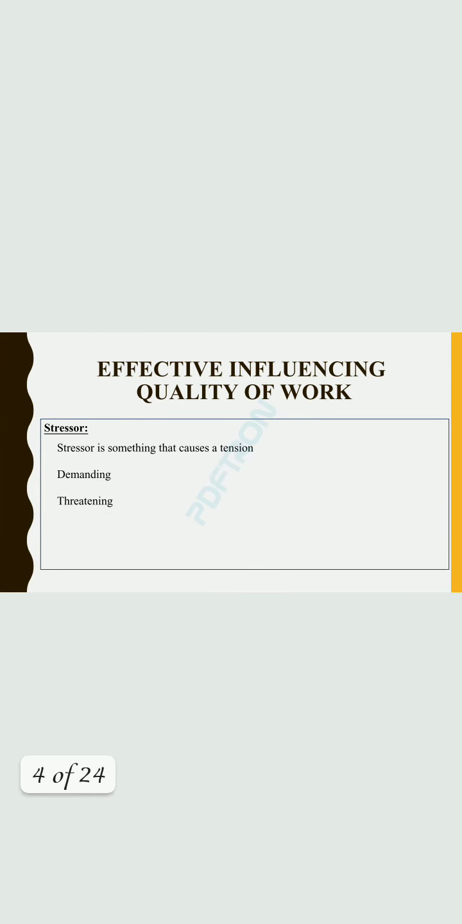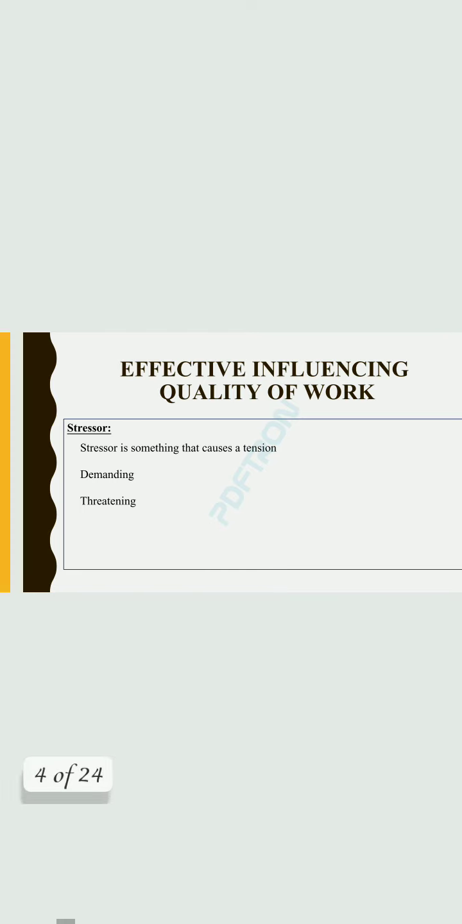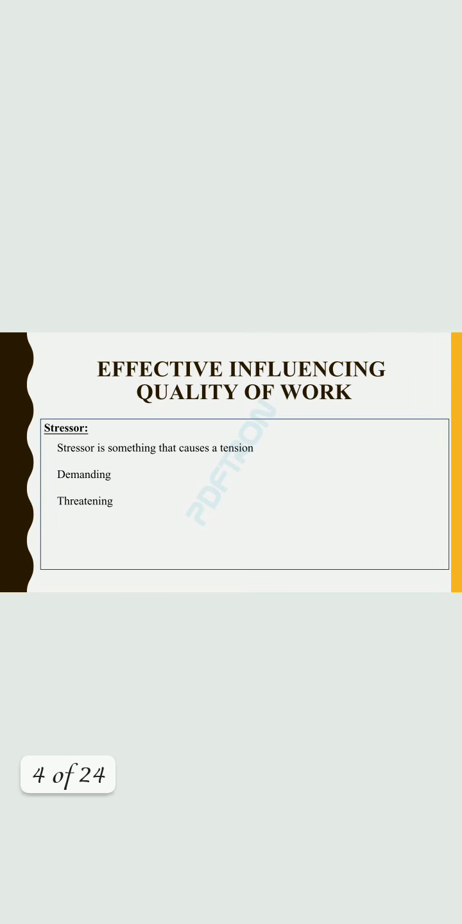Now, when we say that stress is caused by different types of stressors, what is meant by a stressor? A stressor is something that causes tension, right? So a stressor means anything, any object, any individual or experience that causes tension in an individual, any demanding situation or any threatening situation. If you have any kind of threat, for example, fear of mistakes or different demands, fear of failure, that may lead towards stress.